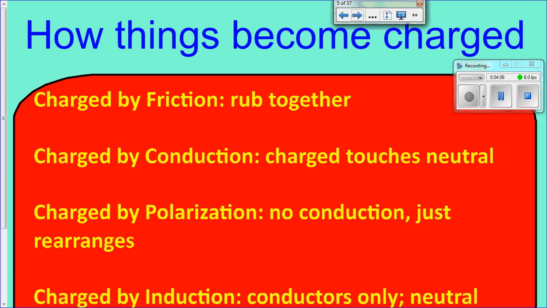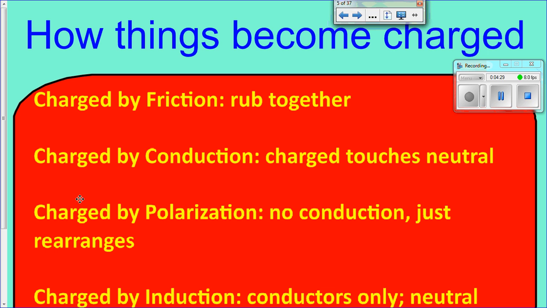There can be charged by friction, and that's when things rub together. We'll talk about that more in depth on the next slide. The second one is charged by conduction. This is where a charged object touches a neutral object. Then there's charge by polarization, and that is where there is no conduction, meaning there's no flow of charges. There's just a rearrangement of charges.